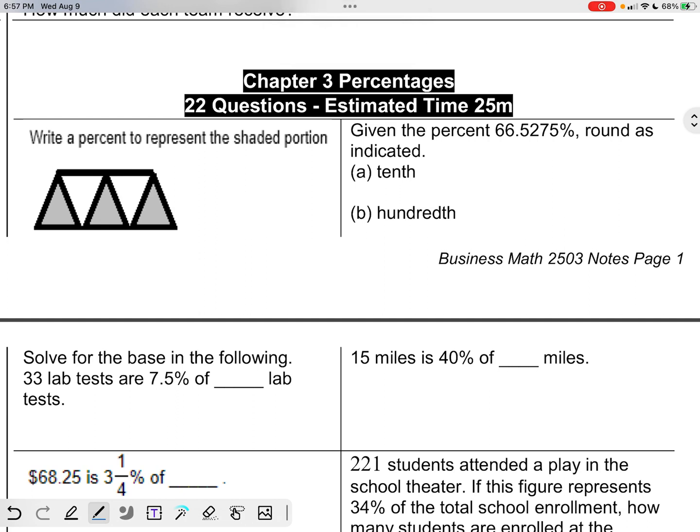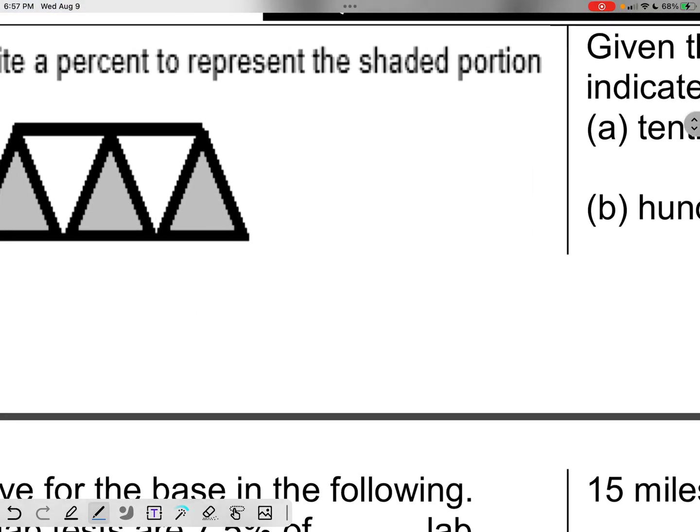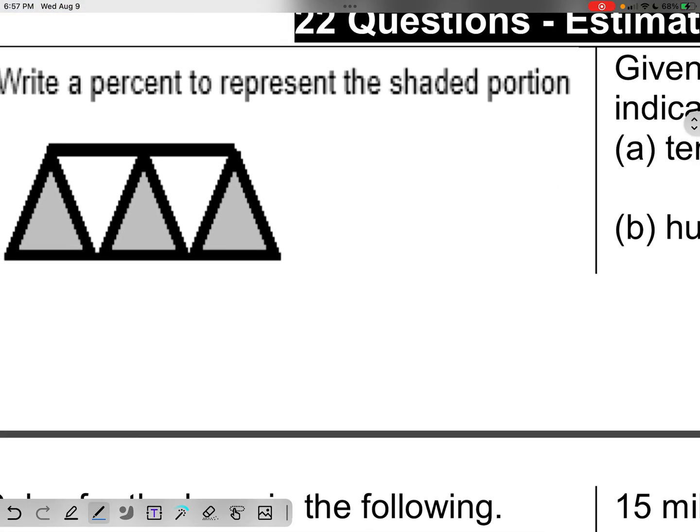Write a percentage to represent the shaded region. Excuse me, that says portion. Let me try to read better. Okay, so I noticed that 1, 2, 3 little chunks are shaded. 3 out of, and there's 2 that were not shaded, so 5 total pieces.